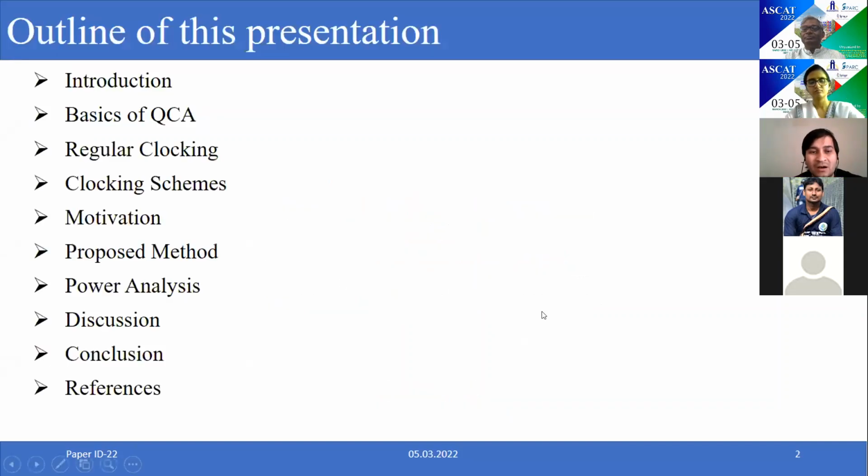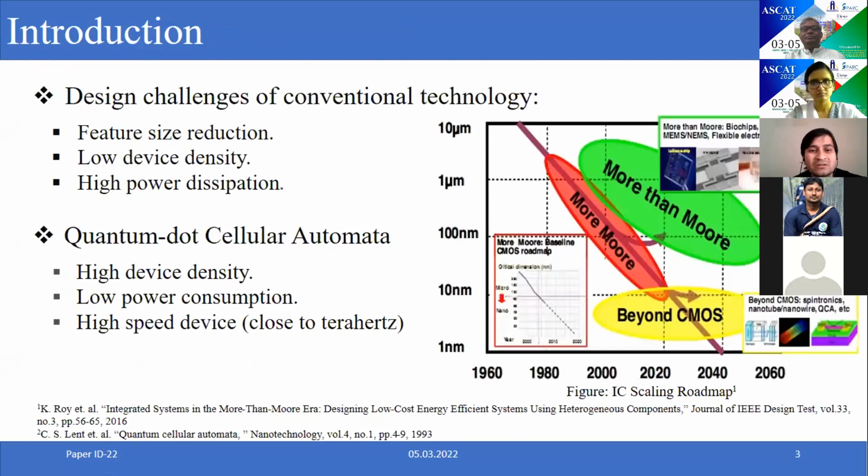This is the outline of my presentation. First is the introduction. In the introduction, first I want to tell you the challenges of conventional technology. Currently, CMOS has many problems like feature size reduction. It means that in CMOS technology, the feature size we cannot reduce further. It has reached its ultimate limits. It also has many challenges like low device density and high power dissipation.